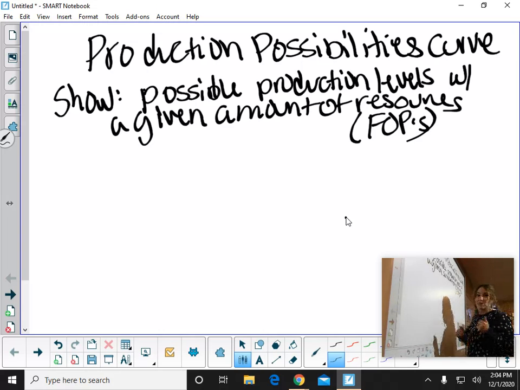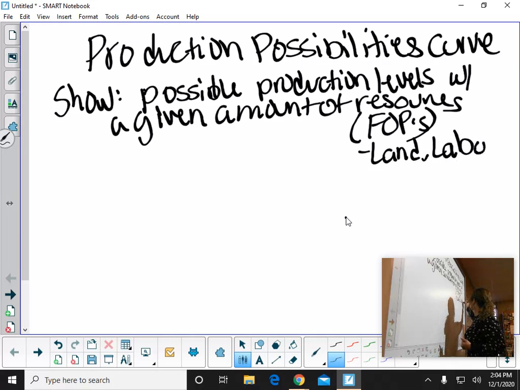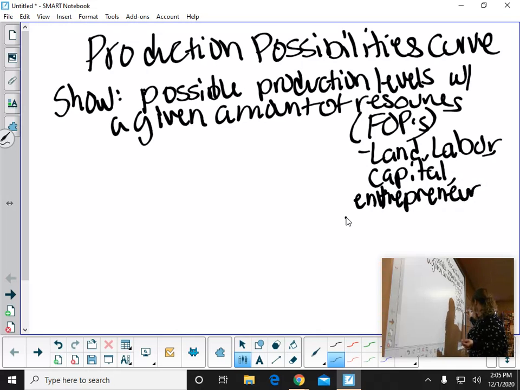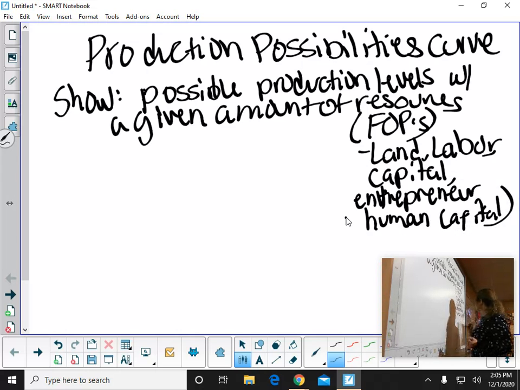So FOPs, the factors of production, are the resources you need in order to produce, like land, like labor, capital. Remember, capital is like physical machinery, things like that. Entrepreneurship is the people that pay for it, like think of the investor. And human capital, your education, training, things like that. So with these given resources, how much you can possibly produce.